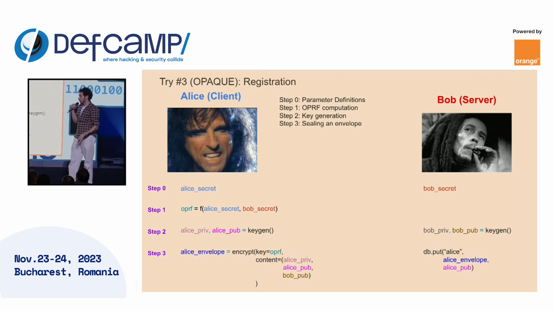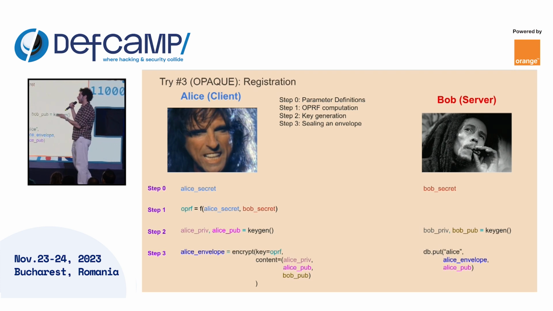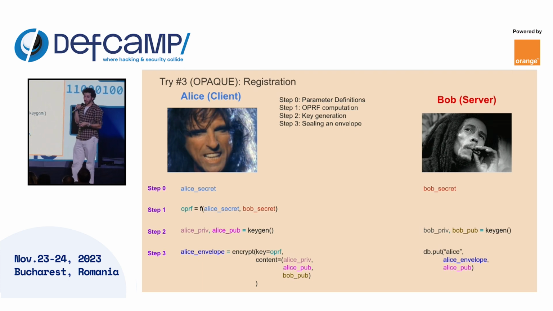And the last step, which is the most important one, is that you would just encrypt the contents of Alice's private key, Alice's public key, and Bob's public key all together using AES encryption, very standard, with the key being the OPRF. Notice, the key in here is the OPRF. The key in here is a product of a computation that occurred between Alice and Bob that Bob has no idea about, is oblivious about. That's where oblivious pseudo-random functions come in.